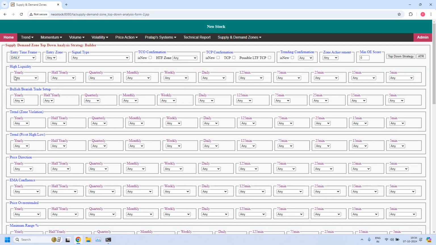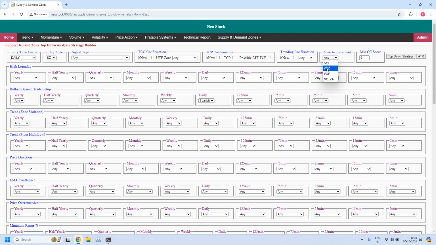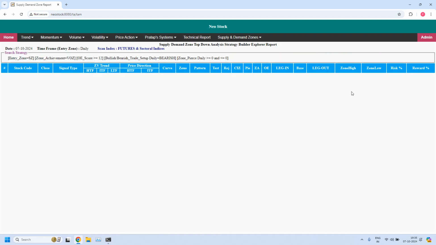Next, bearish trade setup for monthly income trade. Entry time frame daily, entry zone is supply zone. In bullish or bearish trade setup, at daily time frame, I am selecting bearish. Daily supply zone should not be pierced. So in the pierced count at daily time frame, minimum value 0, maximum value 0. Zone achievement violated opposing zone, minimum odd enhanced score is 12. All the 3 filters are applied to daily supply zone. So no stocks. Currently we don't have any bearish trade setup for monthly income trades.